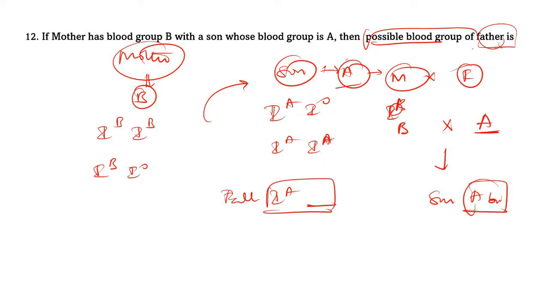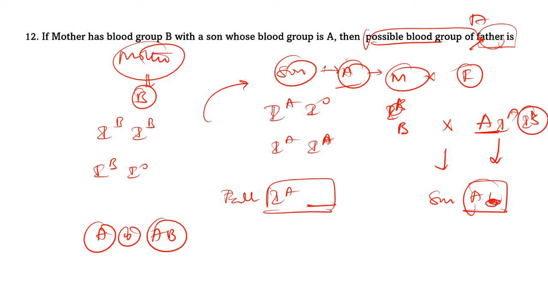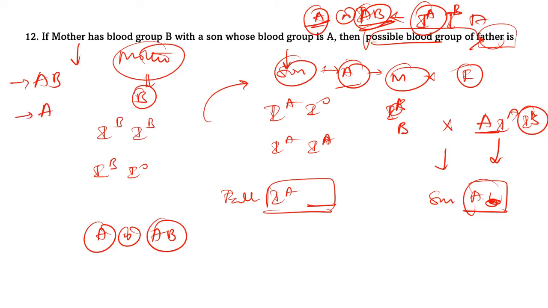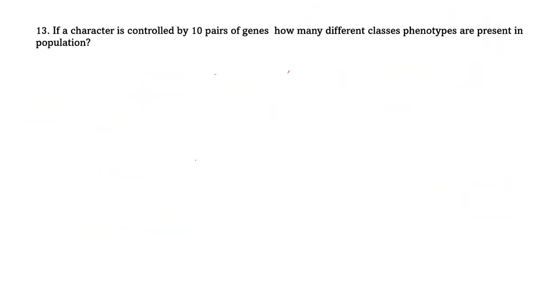So the answer would be A or AB. Even if the father has IA and IB, there is still a possibility of getting a son with the A blood group. It is compulsory that the father has the allele IA, and it is fine if he has IB along with IA. He should have either A blood group or AB blood group; only in that case can the son have the A group. So the possible blood group will be either AB or just A. I hope this is clear. Next question.